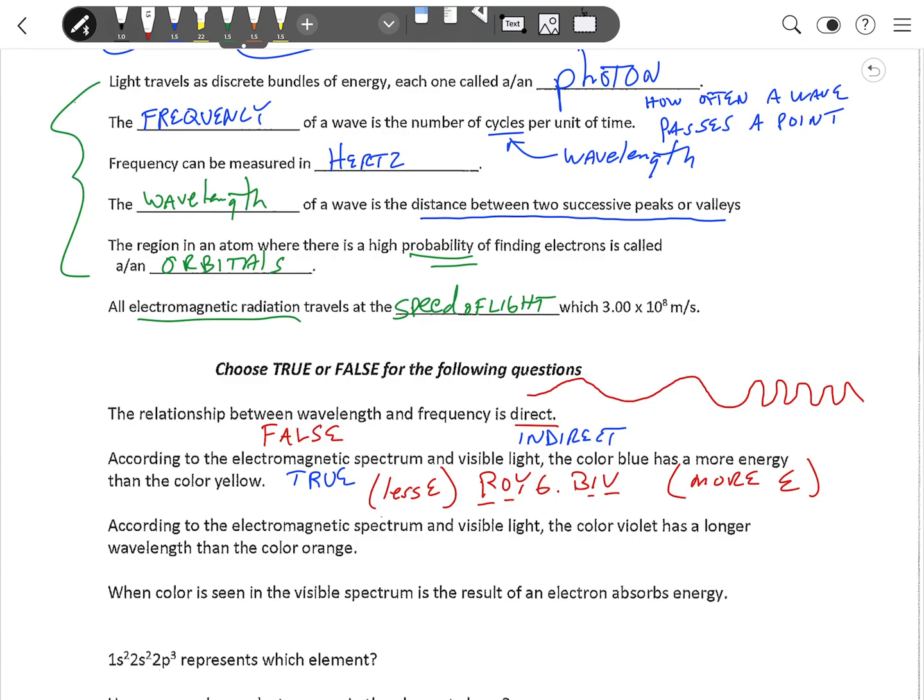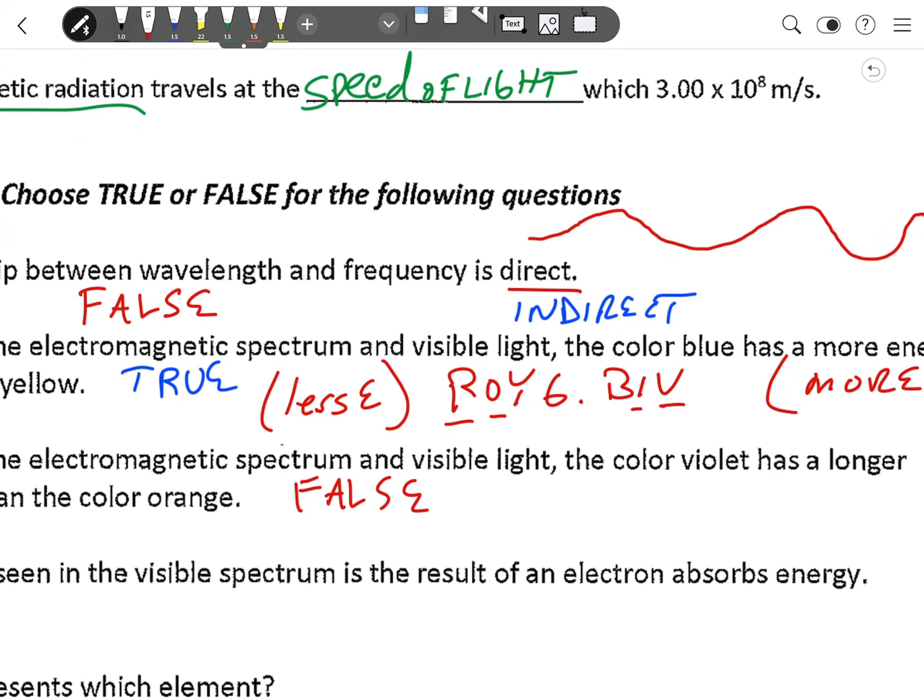Okay, according to the electromagnetic spectrum of visible light, the color violet has a longer wavelength than the color orange. That is also false. When you look at Roy G. Biv, let me make this a little bigger, the longer wavelengths are on this side, and the shorter ones are on this side. So the bluer colors have shorter wavelengths than the red, orange, and yellow colors. Okay.